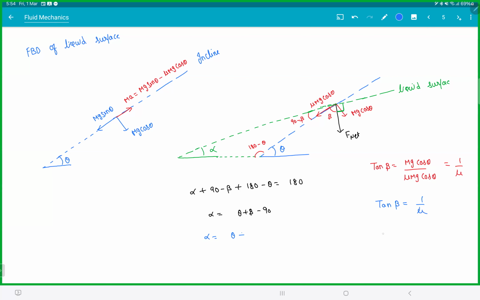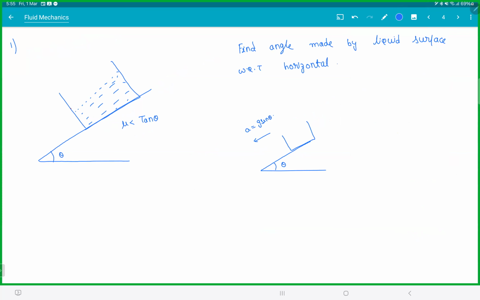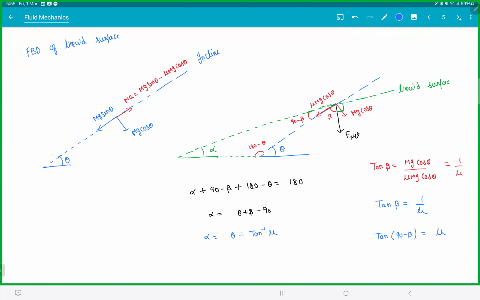How did I get the pseudo force? What is the acceleration of the container? If a block is placed on an incline, what is the acceleration? g sin theta minus mu g cos theta. So what is the pseudo force? m into a in the opposite direction. No? Check your answer, everyone.